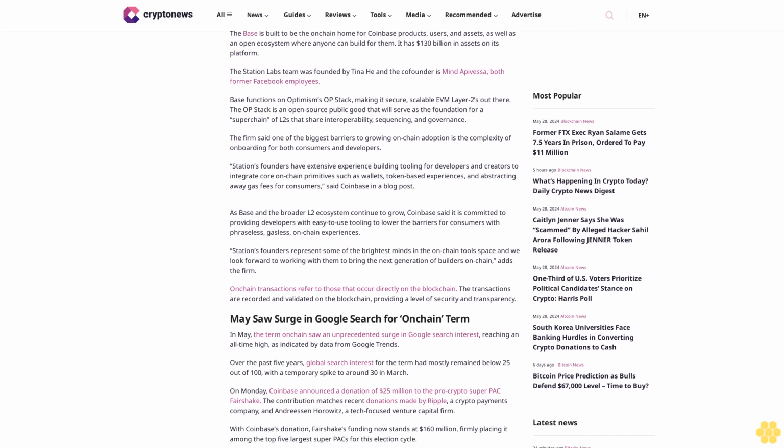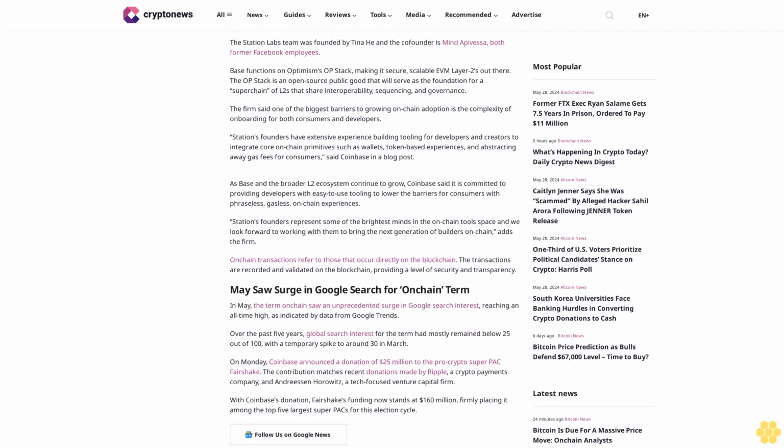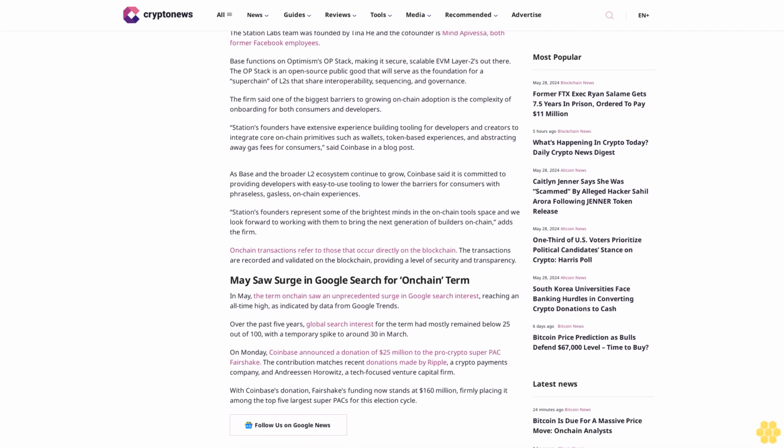The firm said one of the biggest barriers to growing on-chain adoption is the complexity of onboarding for both consumers and developers. "Station's founders have extensive experience building tooling for developers and creators to integrate core on-chain primitives such as wallets, token-based experiences, and abstracting away gas fees for consumers," said Coinbase in a blog post.